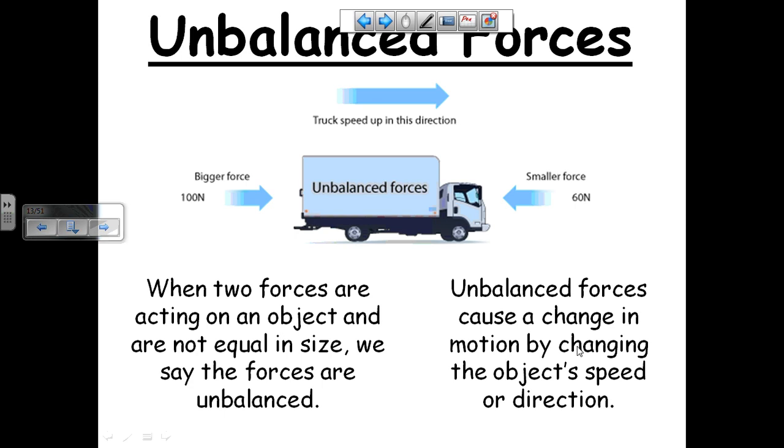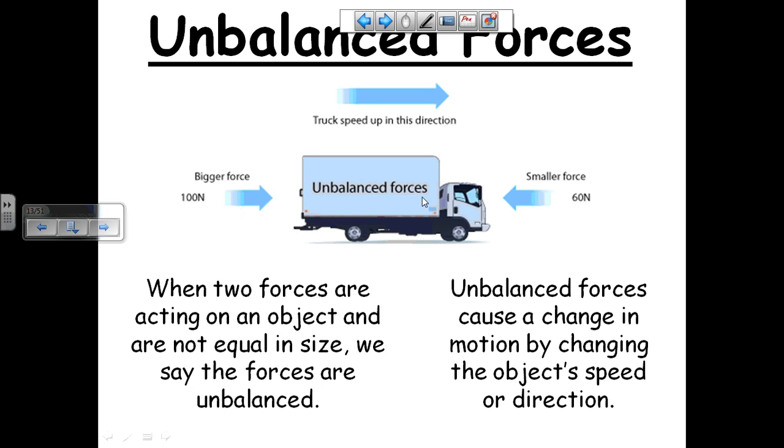So when objects are accelerating, which is something we learned about in the previous lesson, then we say that there are unbalanced forces acting on that object, causing the object to accelerate. And remember, there are three ways that an object accelerates: speeding up, slowing down, or changing direction. So if one of those is happening, then that means there are unbalanced forces that are causing that particular object to accelerate.